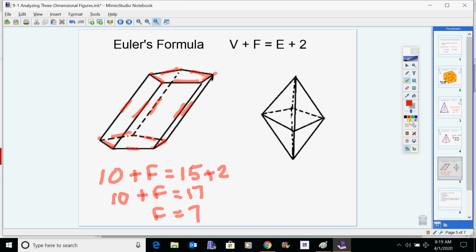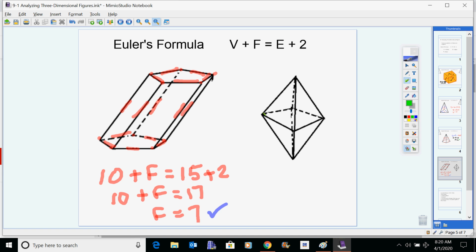So we could check that out just to make sure. Let's think it through. There's 5 of these rectangles going around here. Top and bottom make 7. So we have Euler's formula once again working out. I would like you to go ahead and count your vertices, faces, and edges for this one. And you could pause it and go ahead and do that. And then I'm going to go ahead and do this. So, all right, your pause is over.